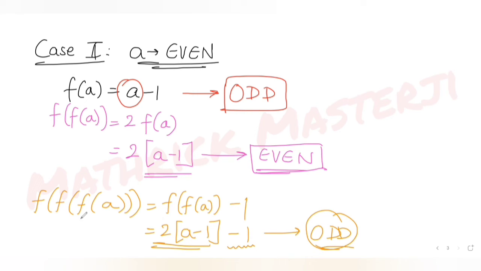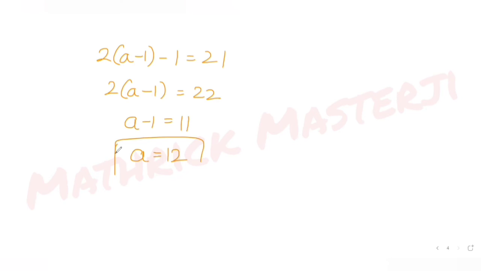Now once I have f of a, that is this, we already know the value for this also. It's given to us in the question, it is 21. So if I equate both of the expressions, I get 2 times a minus 1 minus 1 equals 21. 2 times a minus 1 equals 22. A minus 1 here becomes 11. That gives me a is nothing but 12. So I get the answer for this question, that is a as 12.